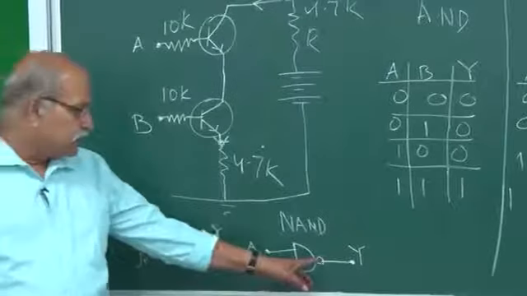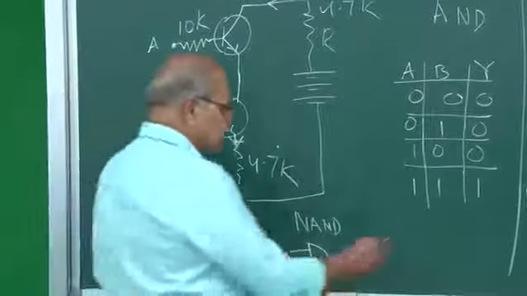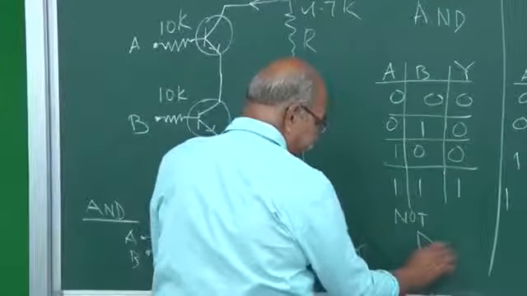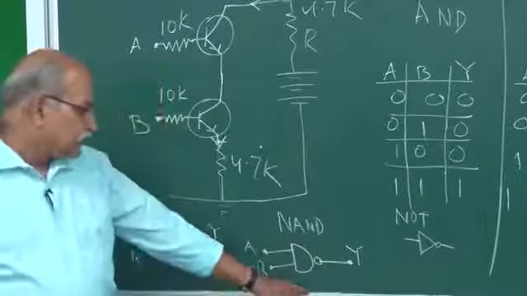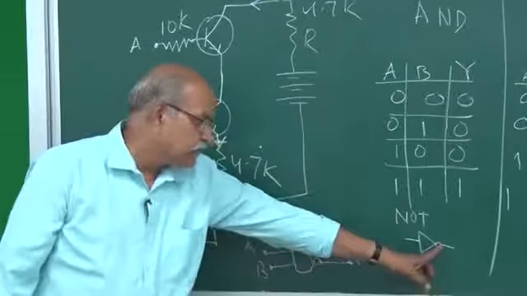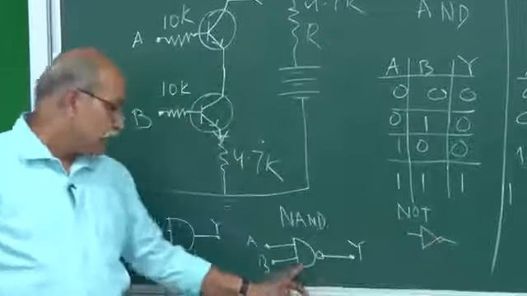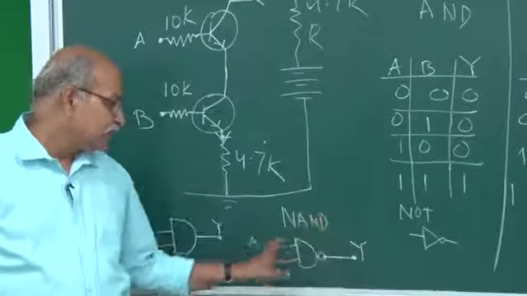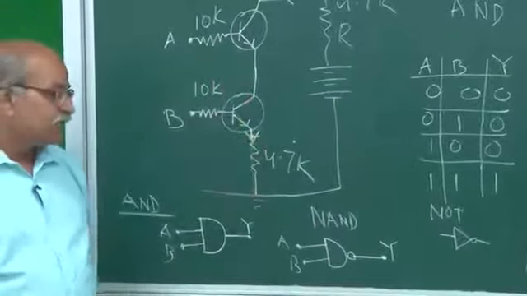So this circle here denotes NOT. Remember the symbol for NOT? The symbol for NOT was like this, with a single input. So wherever you see this circle, you understand that this is a NOT gate. So NOT of AND, that is the symbol for NAND, and this is how you can realize this NAND gate.